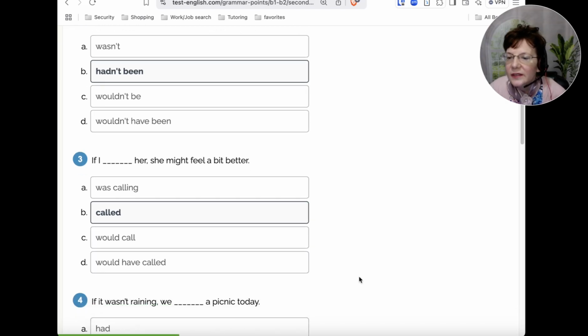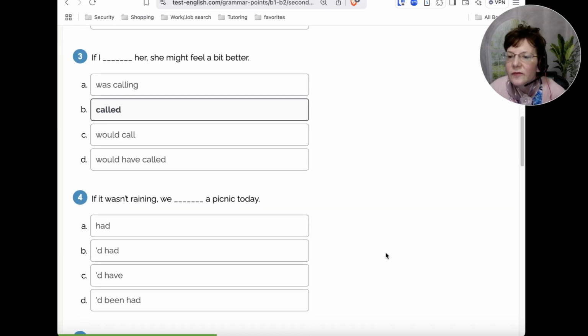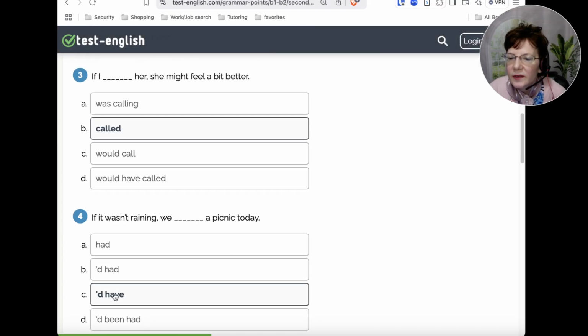All right, one more maybe. "If it wasn't raining, we ___ a picnic today." We had, we'd have, or we'd been. Okay, so second conditional. So if you chose option C, we'd have, that would be the correct one, because apostrophe D is we would.